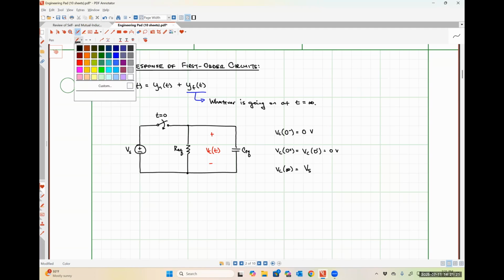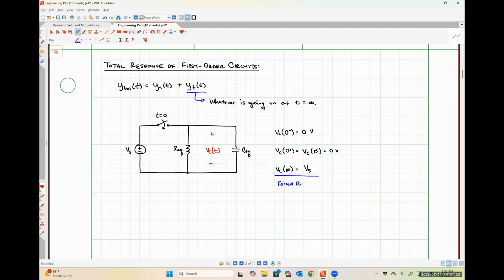So this part right here is our forced response. It is that simple. Essentially, that voltage source Vs would be considered a forcing function because it is forcing the capacitor voltage to be non-zero a long time after our system undergoes its transient condition. That's all a forced response is, okay?